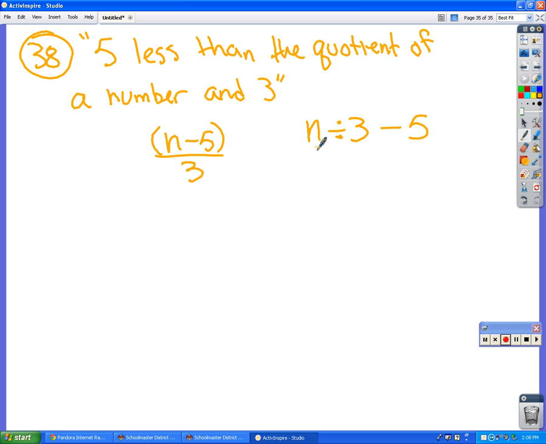So the first thing to do would be n divided by 3, and then subtract 5, and you should start getting in the habit of writing n divided by 3 as n over 3, like that.